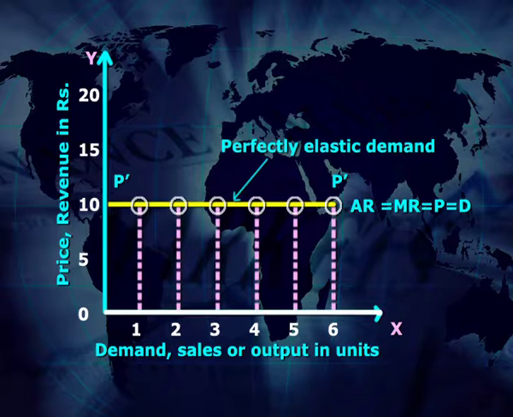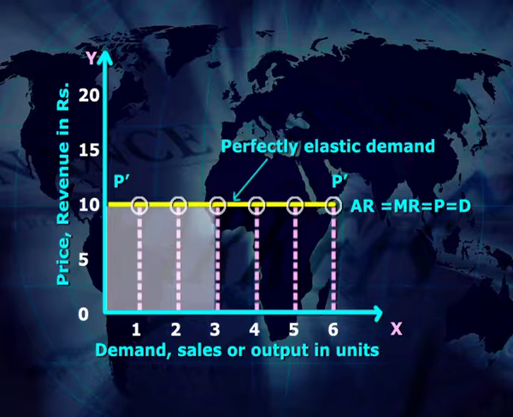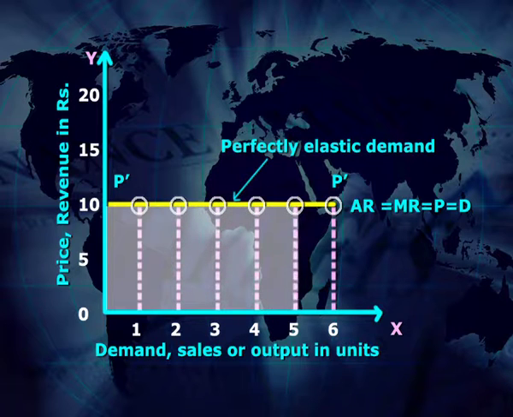In this figure, we measure sales, demand or output of the commodity of the firm in units on the OX axis and price or revenue of the firm in rupees on the OY axis. In this table, the price of X commodity is determined as ₹10 by the market forces. If the sales of the commodity of the firm increase from 1 to 6 units, even then there is no change in the market price of the commodity.